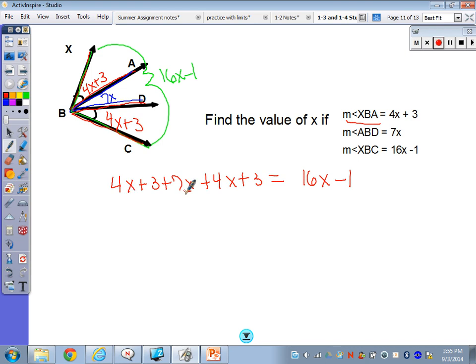So I have 4x and 7x and 4x. So I'm going to add all those numbers together. So 4 plus 4 plus 7 is 15x. And then I'm going to add my 2 numbers, which are 3 and 3 is 6. And I'm going to just write this the same. And then to get the x's on the same side, I subtract 15x from both sides. And I get 6 is equal to x minus 1. Add 1, and then x is equal to 7. Okay, so that's it for our section on 1.3 and 1.4.